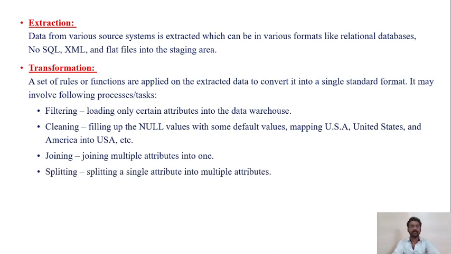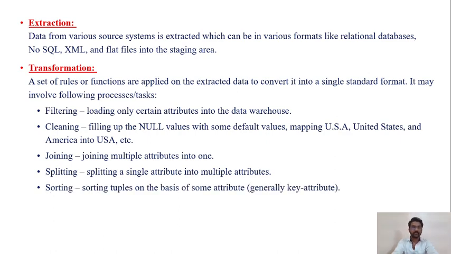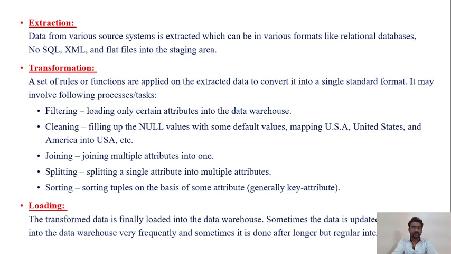The next one is splitting. Here a single attribute is split into multiple attributes. That's called splitting. The last one is sorting. Sorting arranges tuples on the basis of some attributes, which are generally the key attributes. This is called transformation. The last one is loading.